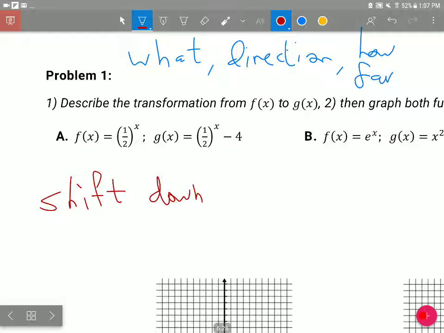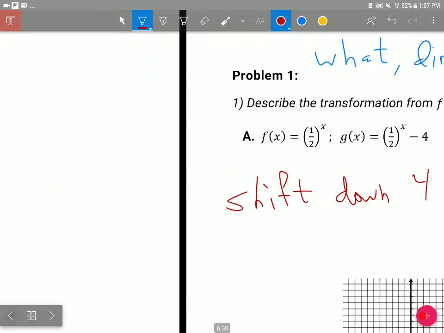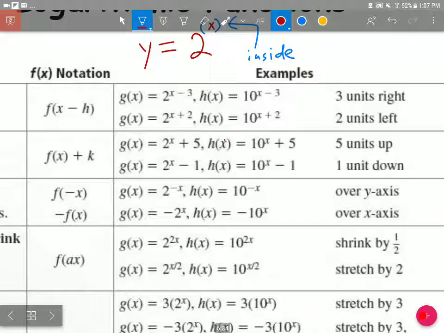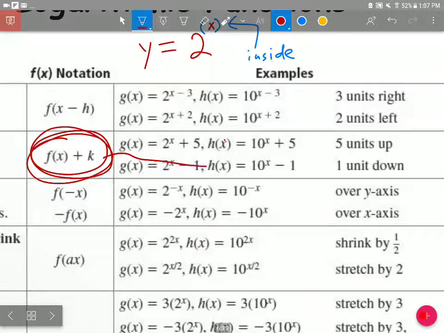How far? 4. Okay. For those of you who like to use the chart, if I go back here, again, we added or subtracted outside. Well, here's your outside one. We subtracted, so this is the track that subtracted, which means we go down. We shifted 4 units down. Okay? Erase.